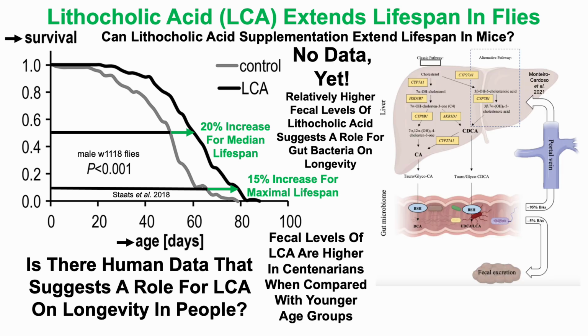So starting from cholesterol in the liver, cholesterol is degraded by a series of enzymatic steps to produce the primary bile acid, chenodeoxycholic acid, CDCA, which is then conjugated with either taurine or glycine to form tauro-CDCA or glyco-CDCA.